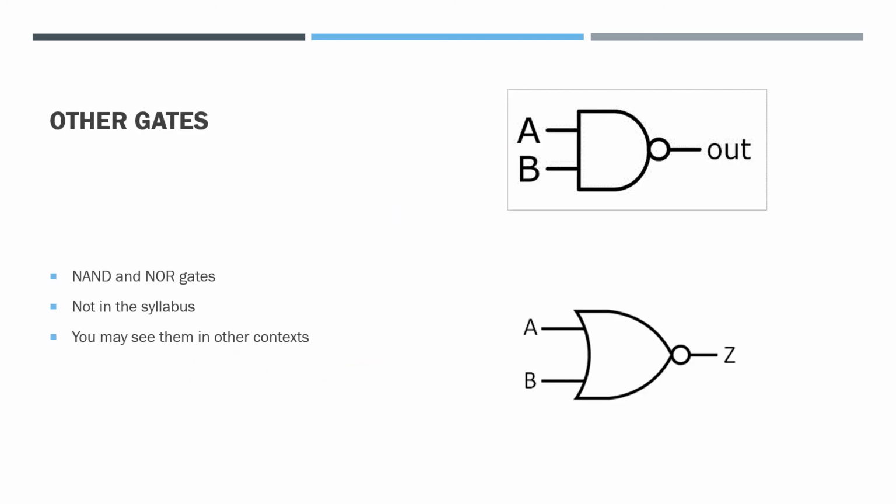There are some other gates that are sometimes used when we're drawing logic circuits, and these are the NAND and the NOR gates, and you can see that they look like the AND and OR gates, but they've got a little circle after them. These are not in the syllabus. They're like fitting an AND gate and a NOT gate together. It has the same effect. You might see them in examples of circuits online, but they won't come up in the exam.